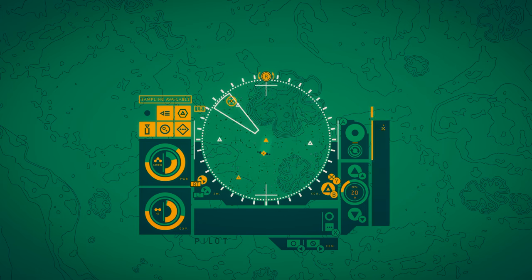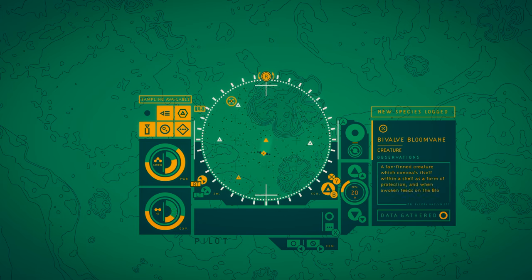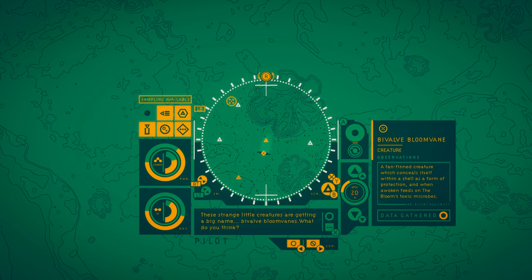What is that? The bivalve. These strange little creatures are getting a big name. Bivalve bloom veins. What do you think? Bivalve bloom veins. Cool. I like it too. We can log them into the taxonomy back at the base. A fan-finned creature which conceals itself within a shell as a form of protection, and when awoken, feeds on the bloom's toxic microbes.